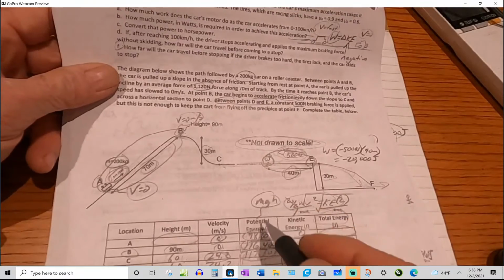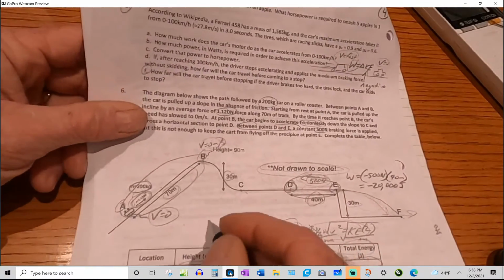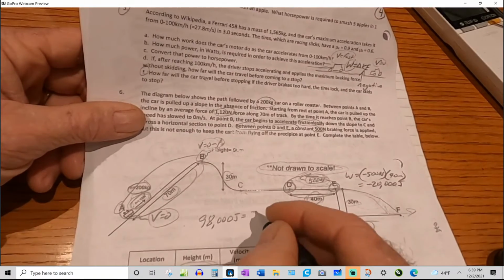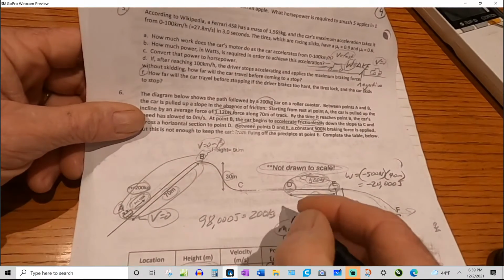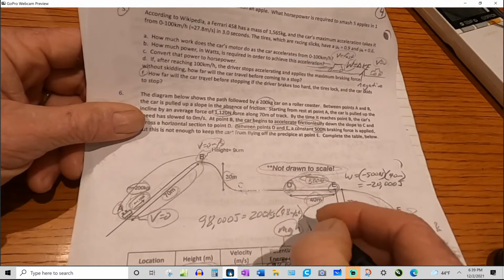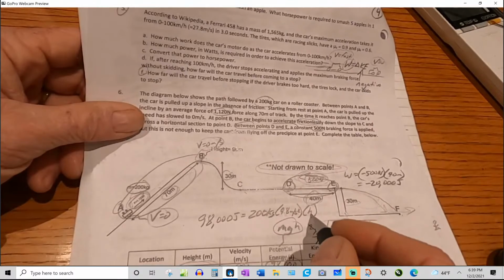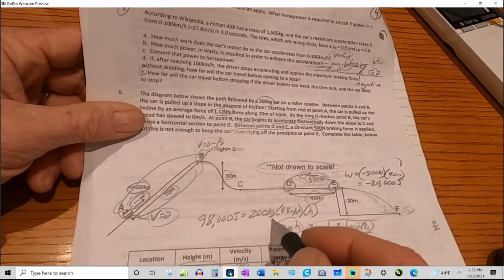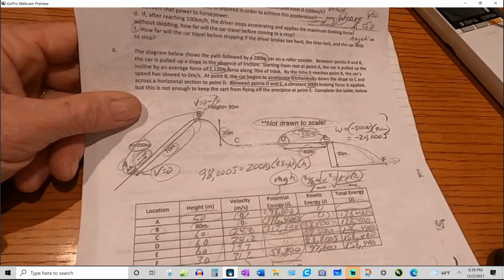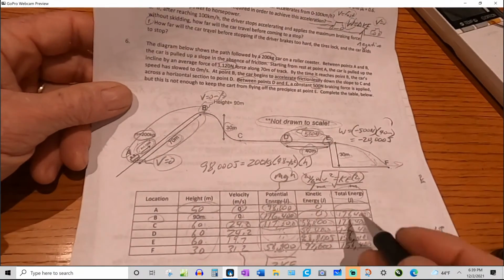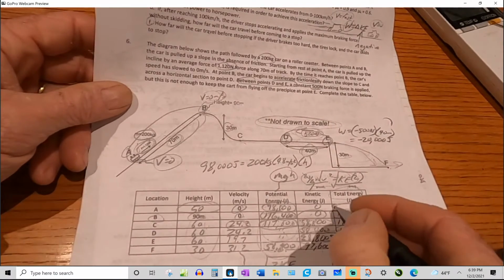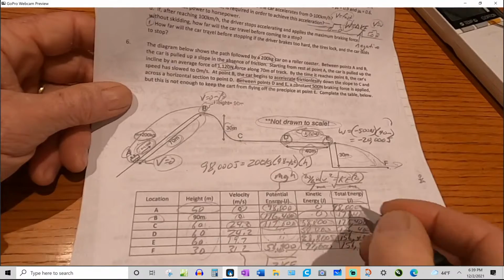And since mgh equals the potential energy, I can say that 98,000 equals 200 kilograms, that's the mass, times 9.8 meters per second squared, times the height, and I can solve for the height. So it's 98,000 divided by 200 divided by 9.8, and it comes out to 50 meters. The last thing to fill in is the total energy here, which is just the kinetic energy plus the potential. And I'm done.